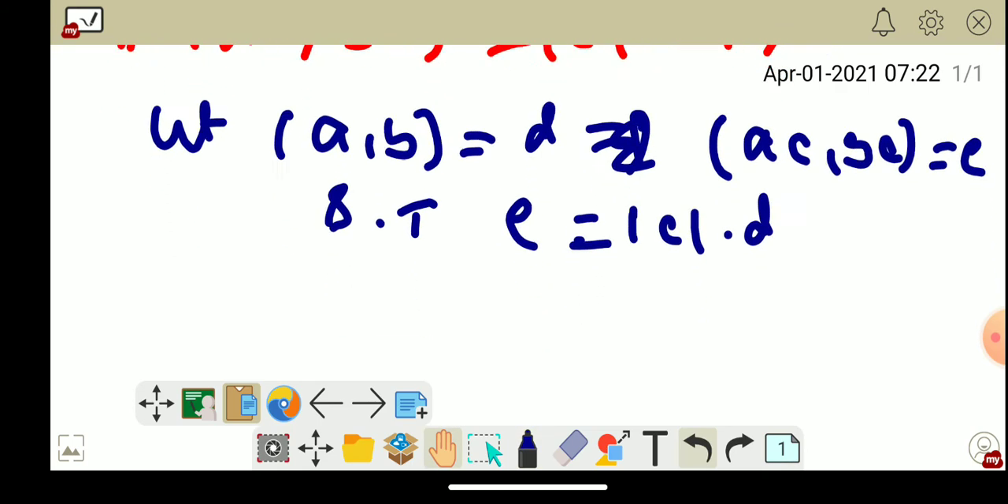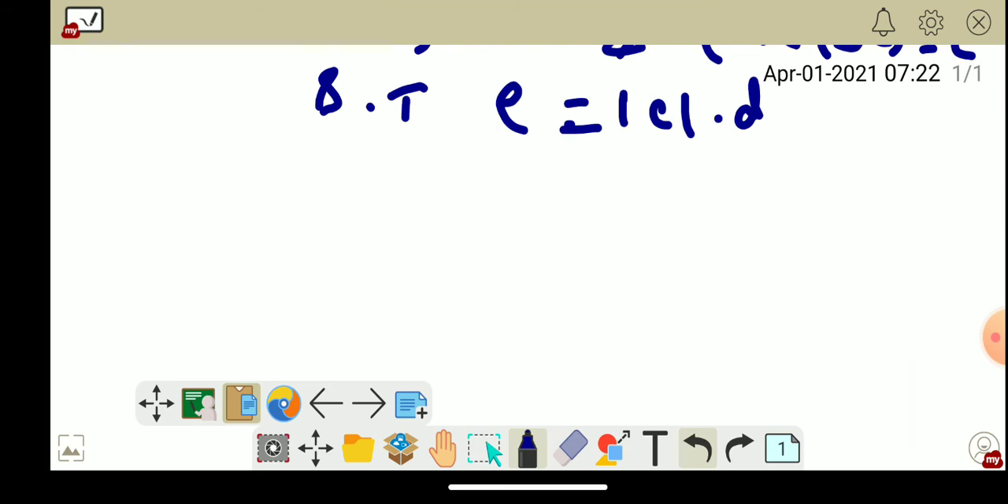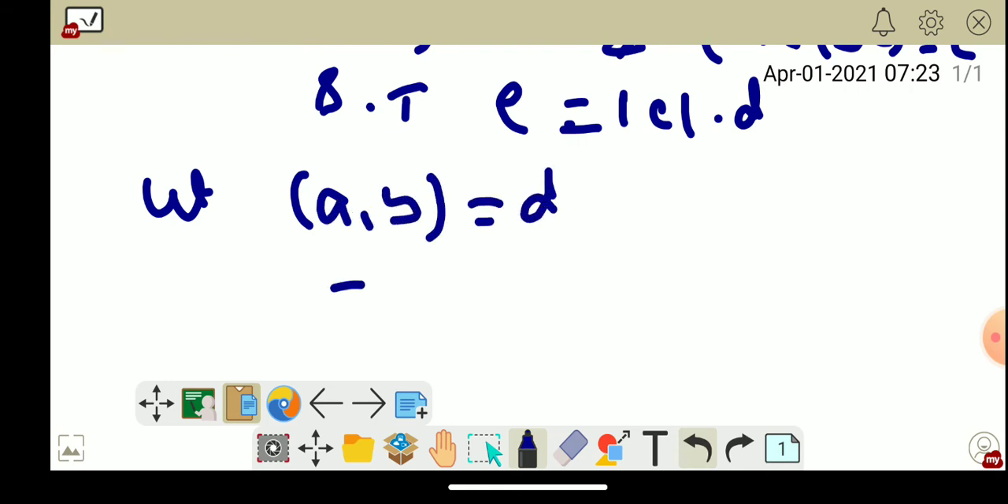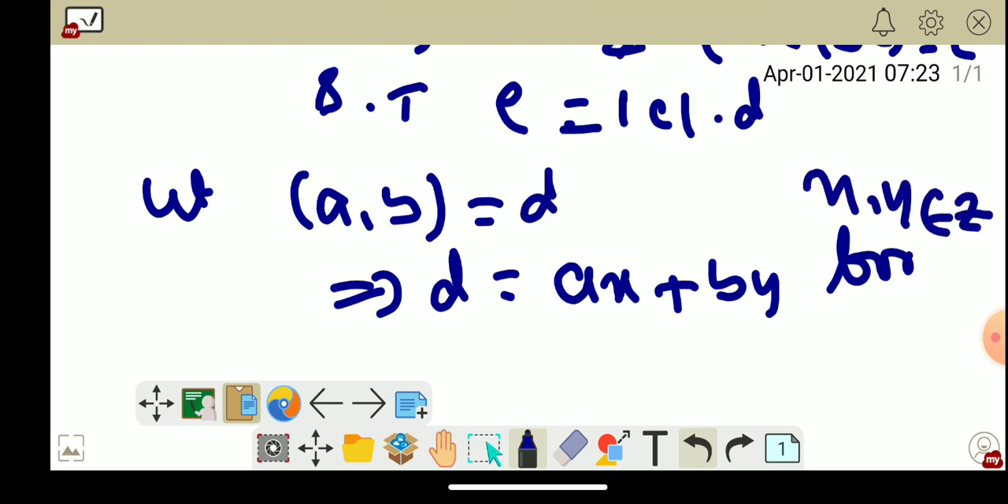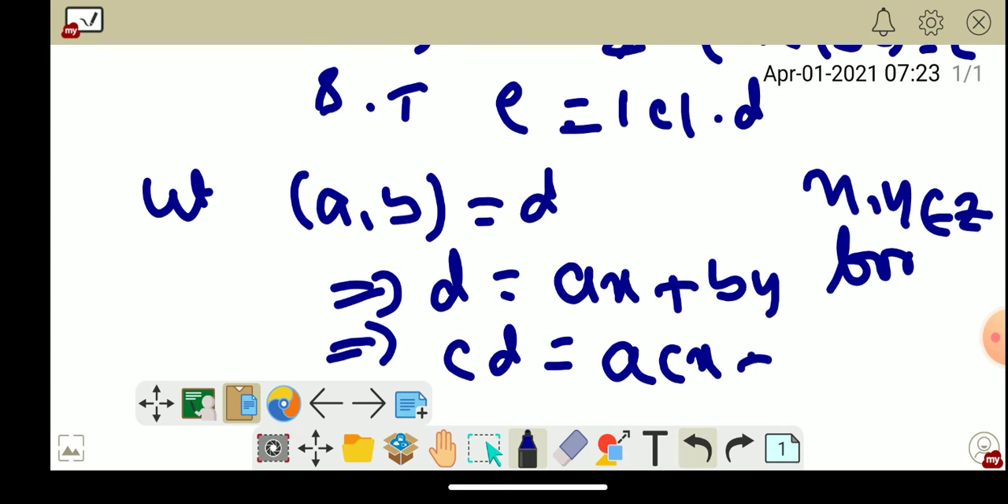Now let GCD of AB equal D. That implies D equals AX plus BY for X, Y belonging to Z; some integers satisfy that property. Now multiply by C on both sides: CD equals ACX plus BCY.